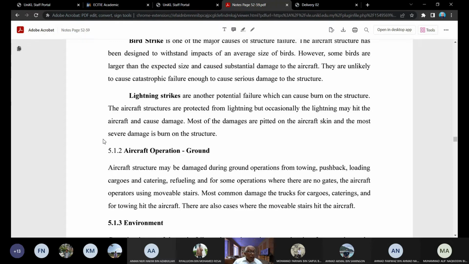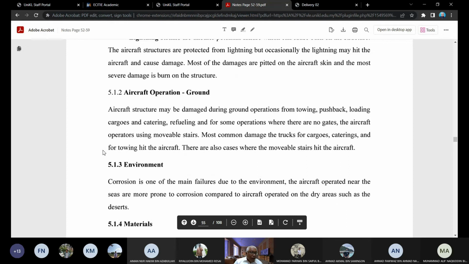And then aircraft operation on the ground, there are many activities on the ground. You have catering trucks, you have fuel bowsers, you have maybe movable stairs. If you don't have a gate, they use movable stairs to embark into the aircraft, and that can easily hit the aircraft fuselage, aircraft wing, aircraft flaps. So those are also part of the ground damage due to ground operation.